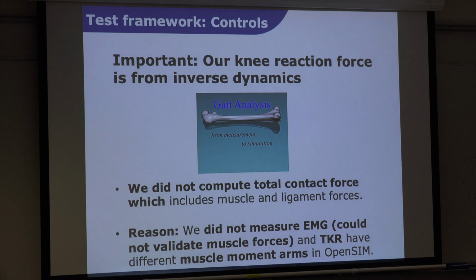It's important to note that our net knee reaction force is from inverse dynamics in OpenSim, and that we didn't compute the total contact force, which includes muscle and ligament forces. Mainly because we didn't have ethics to measure EMG, and so we couldn't validate muscle forces. And because we're doing this on total knee replacement patients, their muscle moment arms are very different to the generic model within OpenSim. So you can't use that as a model because it would be completely different and the moment arms would be changed.